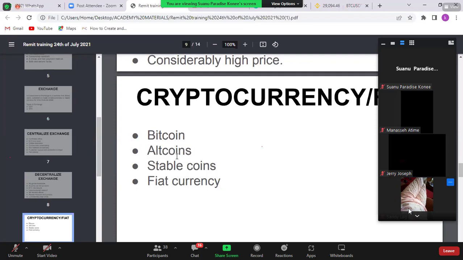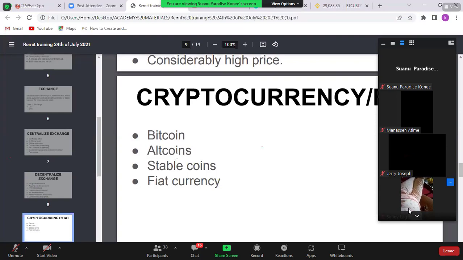Examples of stablecoins are USDT, BUSD, TUSD, USDC. There are a lot of stablecoins. But I would advise us to always use BUSD, USDC, and maybe USDT. The most trusted stablecoins currently in the market are BUSD and USDC.